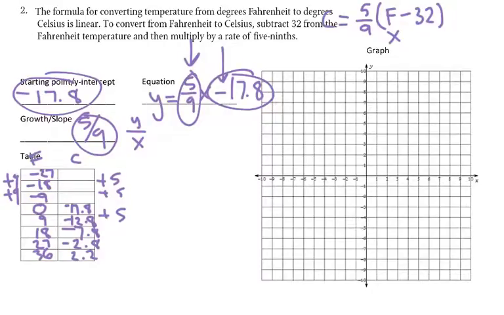So negative 17.8, I'd have to subtract 5 to go backwards. That'd be negative 22.8, negative 27.8, negative 32.8. So that table's kind of ugly, but that's how we could use it. Then graphing, we'd start at negative 17.8, again.